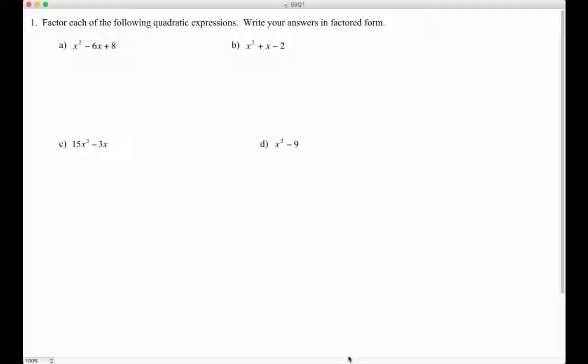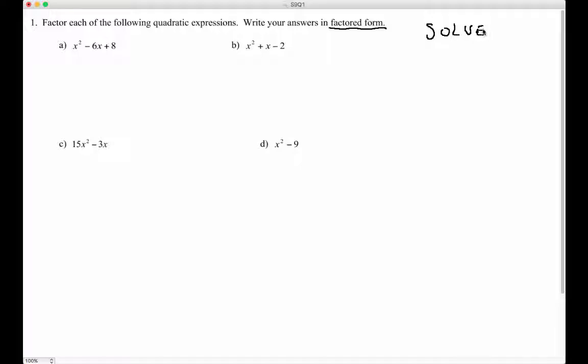This is a quick review to see if you remember how to factor a quadratic. Factor each of the following quadratic expressions, and write your answers in factored form. One of the big things I want you to remember is that you're writing in factored form, and nowhere on this slide do you see the word solve until I just wrote it down.